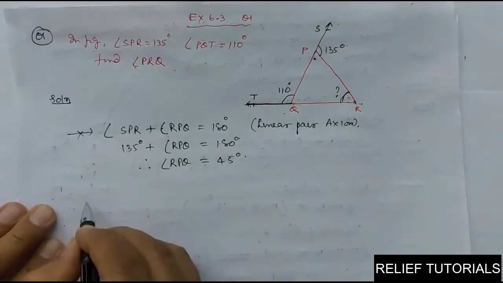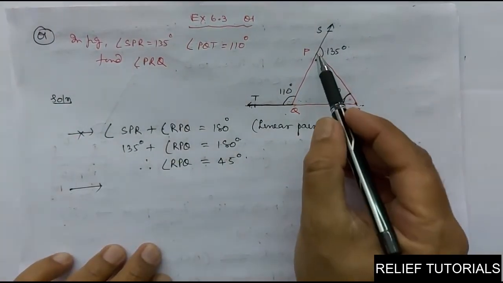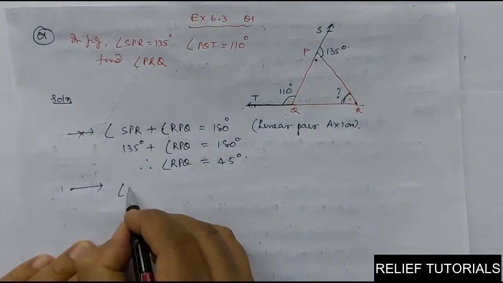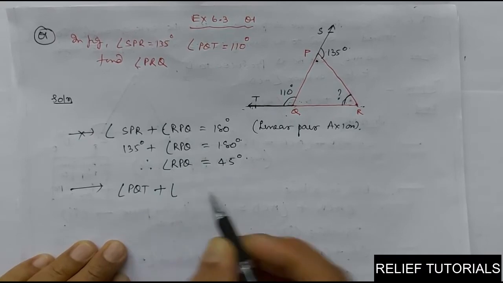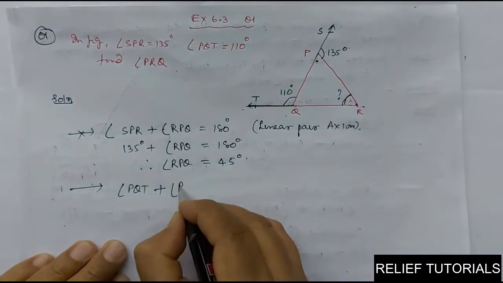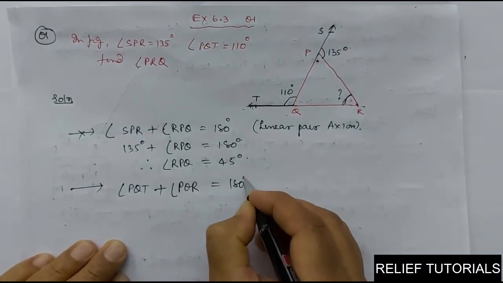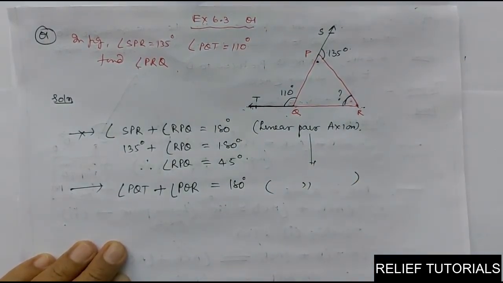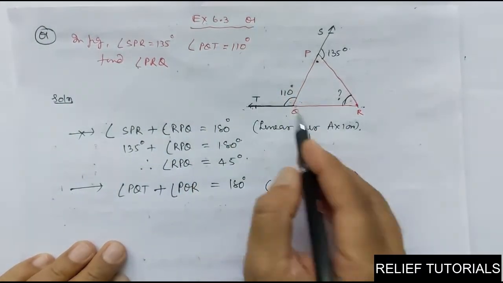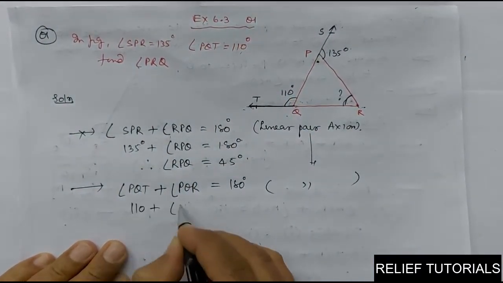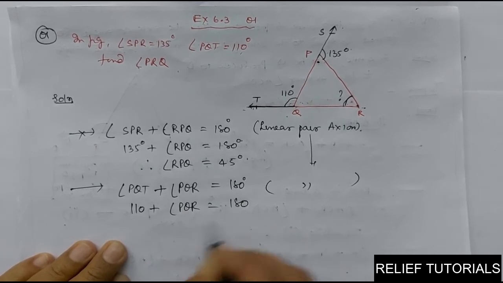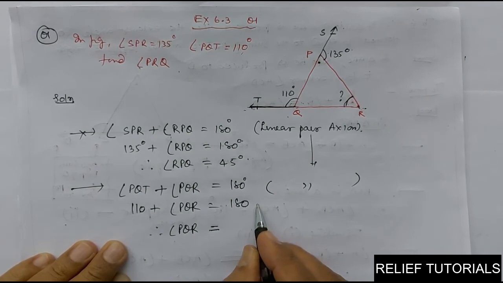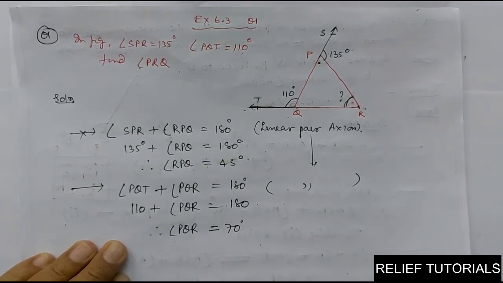Okay. Now same thing here. Here we can say angle PQT plus angle PQR is equal to 180 degrees. Reason same: linear pair axiom. Clear? Now we have PQT as 110. So 110 plus PQR is equal to 180. So therefore angle PQR is equal to 180 minus 110, so that will be equal to 70.